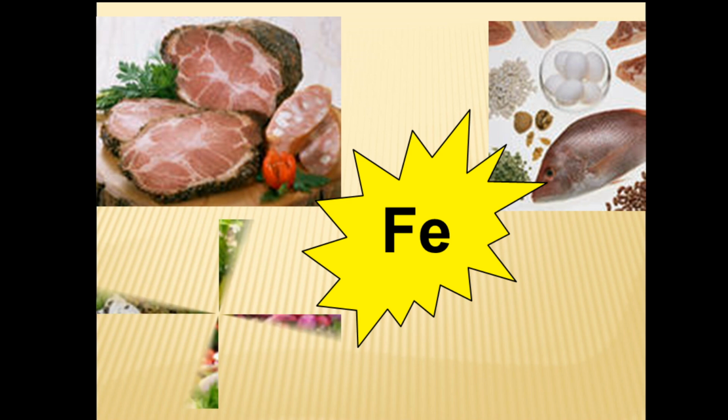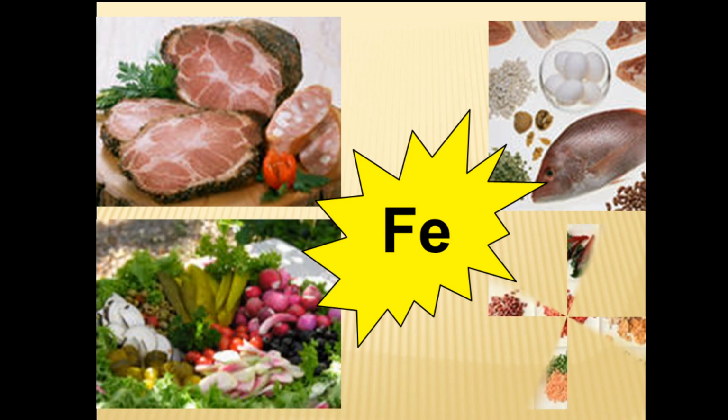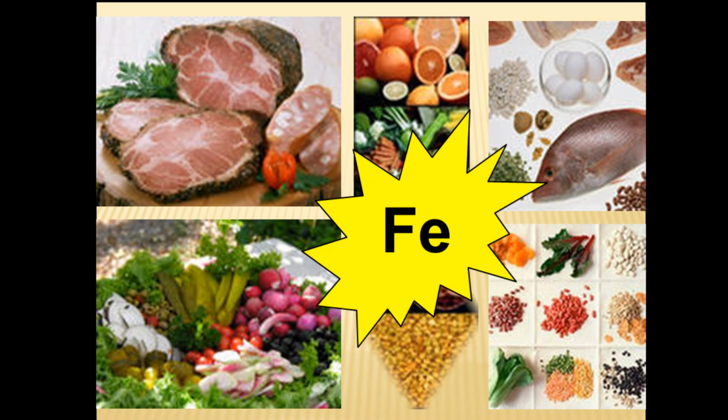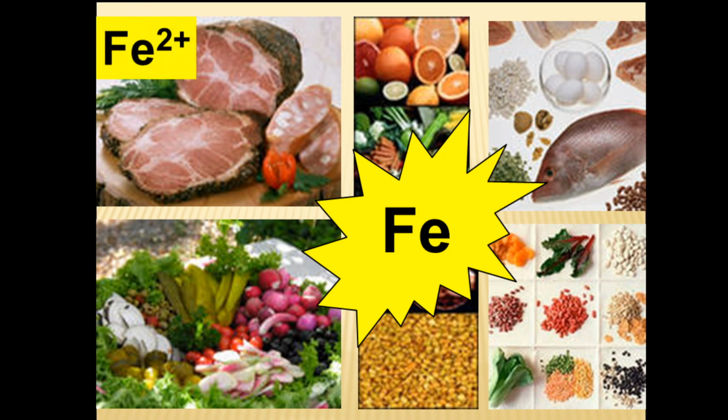Iron enters our organism with food, and first of all with animal food. More active iron is presented in meat, and it is more optimal for our organism because it is presented in the form of second degree iron, which is more easily assimilable and used by our organism.